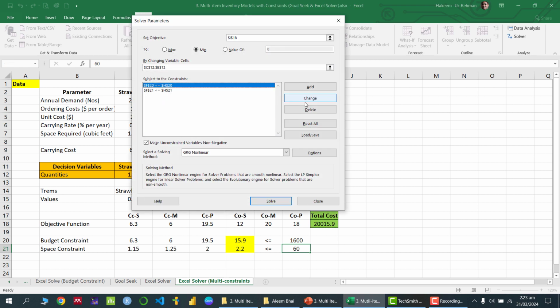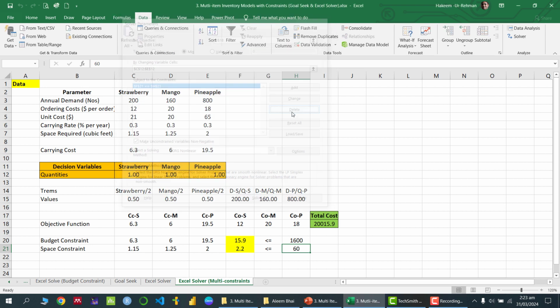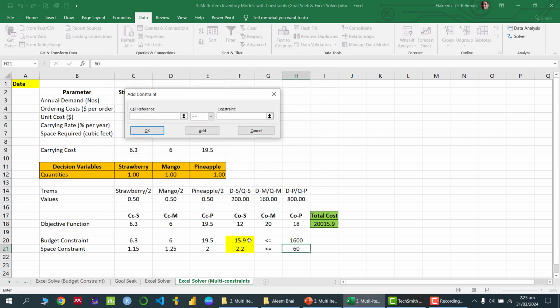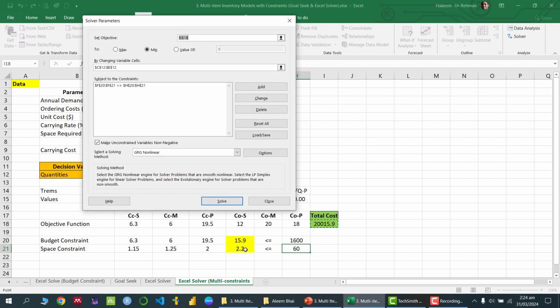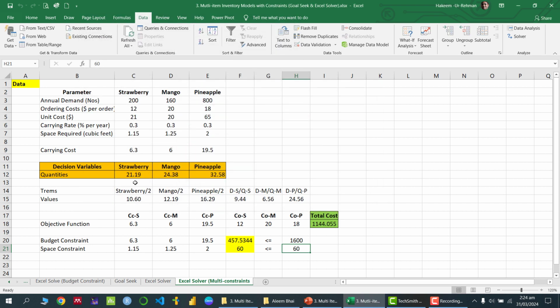But there is another way that you can add these two constraints in one go. How can you do that? Simply, this should be less than or equal to these two. Excel Solver will automatically identify that this value should be less than or equal to this, and this value should be less than or equal to this. This is a check mark. This is non-linear because we are solving a non-linear programming problem. If I click solve and press OK, now you can see how much quantity we should order for strawberry, mango, and pineapple. And as you can see, these constraints are also satisfied.